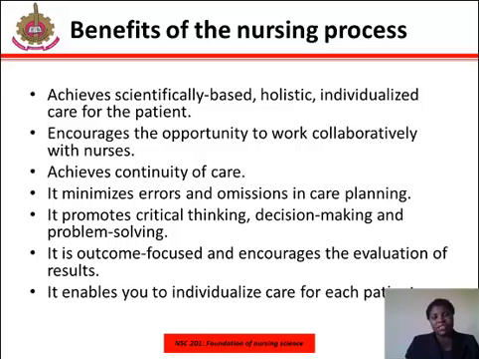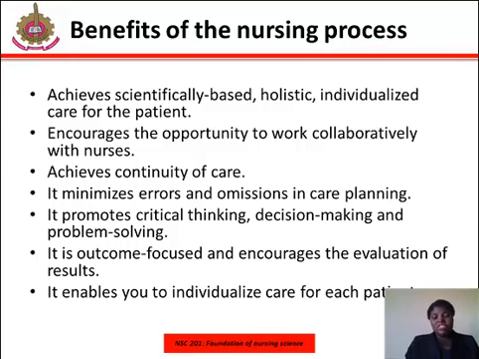What are the benefits of using this nursing process? Nursing process helps to achieve scientifically based, holistic, individualized care for the patient, which is part of the characteristics of nursing process. Nursing process also encourages the opportunity to work collaboratively with nurses. It helps to achieve continuity of care. It helps to minimize error and omissions in care planning. It helps to promote critical thinking, decision making, and problem solving. It is outcome focused and encourages the evaluation of results. It enables you to individualize care for each patient.